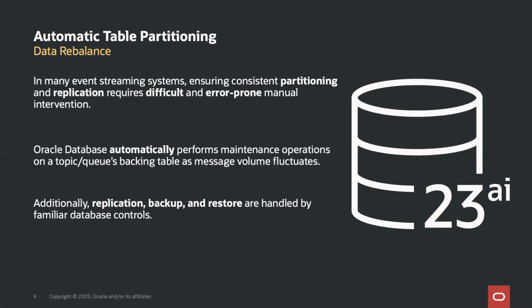Another feature of Oracle Database transactional event queues is automatic table partitioning. In many event streaming systems, ensuring consistent partitioning and replication of your data can be difficult and error-prone, sometimes requiring manual intervention. Oracle Database transactional event queues automatically performs maintenance operations behind the scenes on a topic's backing table as message volume fluctuates, repartitioning the data as necessary. Additionally, features like replication, backup, and restore are handled by familiar database controls that apply to all your data that you store in Oracle Database.